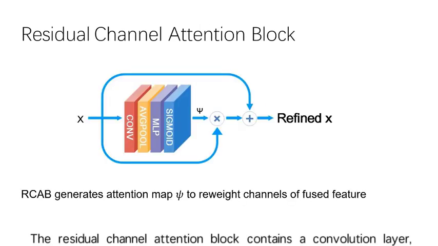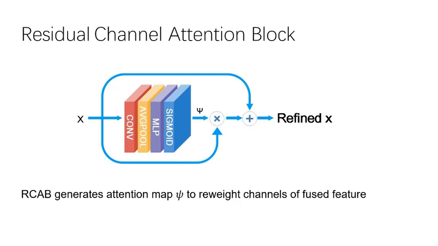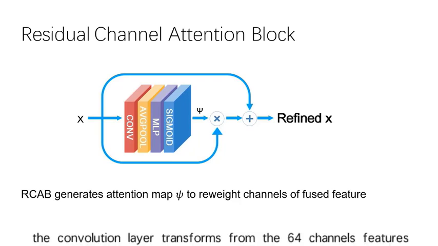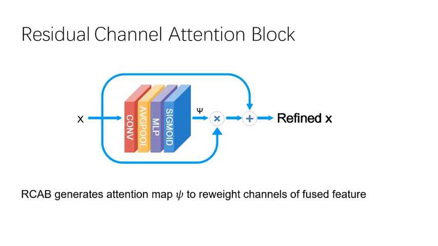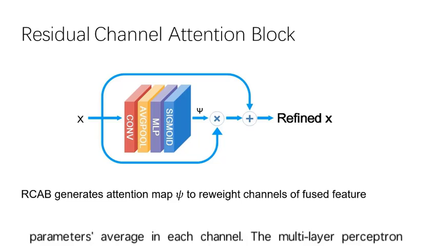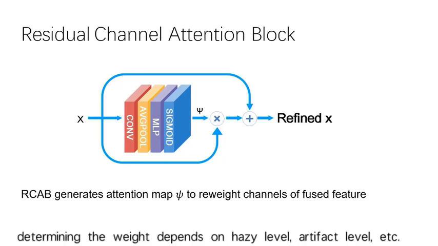The residual channel attention block contains a convolution layer, a global average pooling layer, a multi-layer perceptron, and a sigmoid layer. The convolution layer transforms the 64 channel features to 3 channel features. The average pooling layer outputs the parameter average in each channel. The multi-layer perceptron gives each average a weight parameter as its weight. The factors determining the weight depend on hazy level, artifact level, etc.